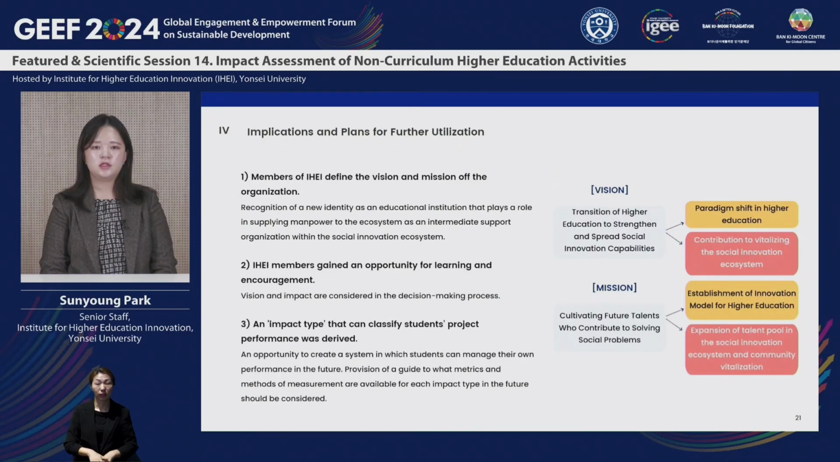Through our impact assessment, IHEI has been able to confirm our quantitative growth over the past 5 years, and we were able to identify the basis for future qualitative growth based on the understandings driven from the assessment. With that, I would like to end my presentation, and I hope that the presentations of our workstation teams will enable you to gain a better understanding of IHEI's impact.